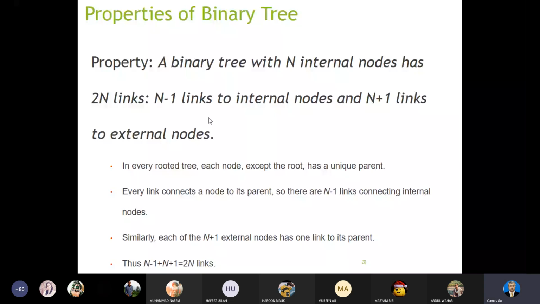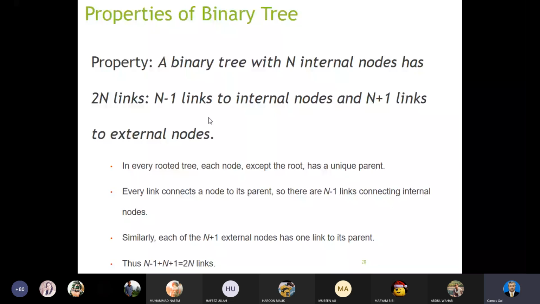Similarly, each of the n plus 1 external nodes has one link to its parent. Thus, n minus 1 plus n plus 1 equals 2n links. So how can we say there are 2n links? This is proved mathematically as well. If you add the formulas for the internal nodes and external nodes, the n plus 1 and minus 1 cancel out, and you have 1n plus 1n equals 2n links.